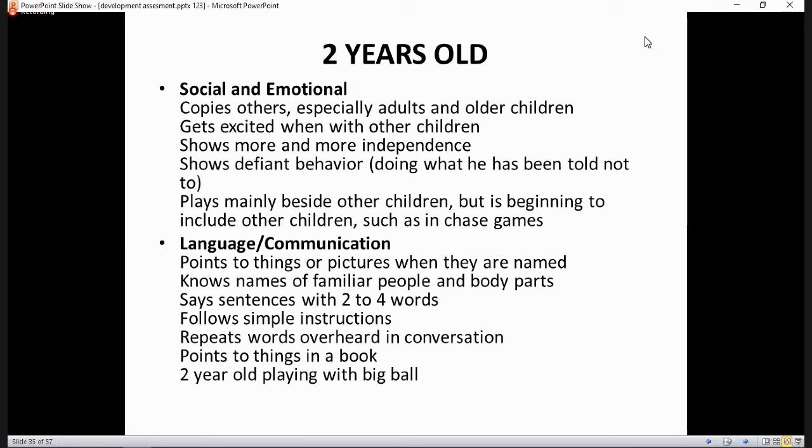In the language and communication, points to things or pictures when they are named, knows names of familiar people and body parts, can say sentences of 2 to 4 words. They can follow simple instructions like stop here, sit down, stand up, eat, give it. Repeat words overheard in conversation, point to things in a book. Two year olds play with a big ball, like a football size ball.